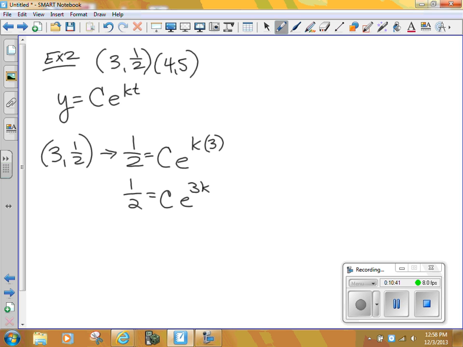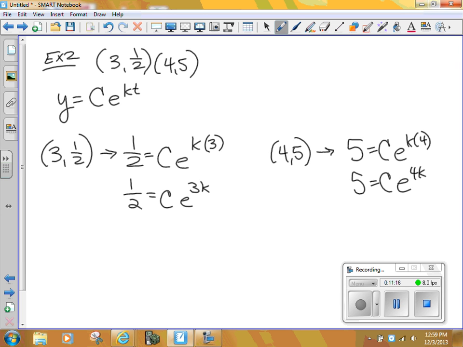Now what? Well, oh, that's kind of weird, right? All right, so let's just stop here for a second and see what's going to happen. Go to your second ordered pair. So I'd have 5 is equal to C e to the k times 4. 5 is equal to C e to the 4k.